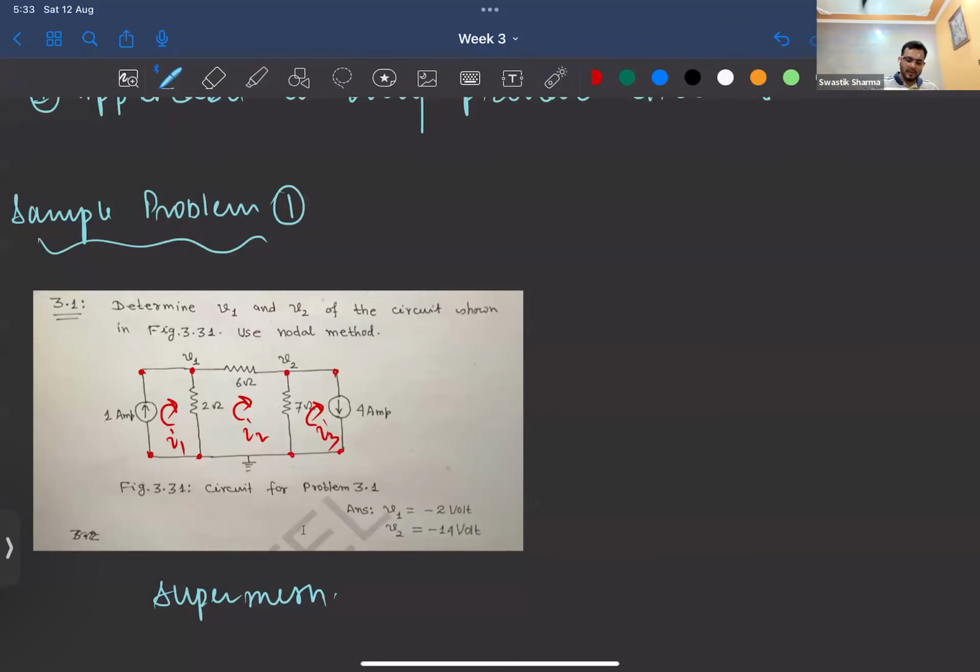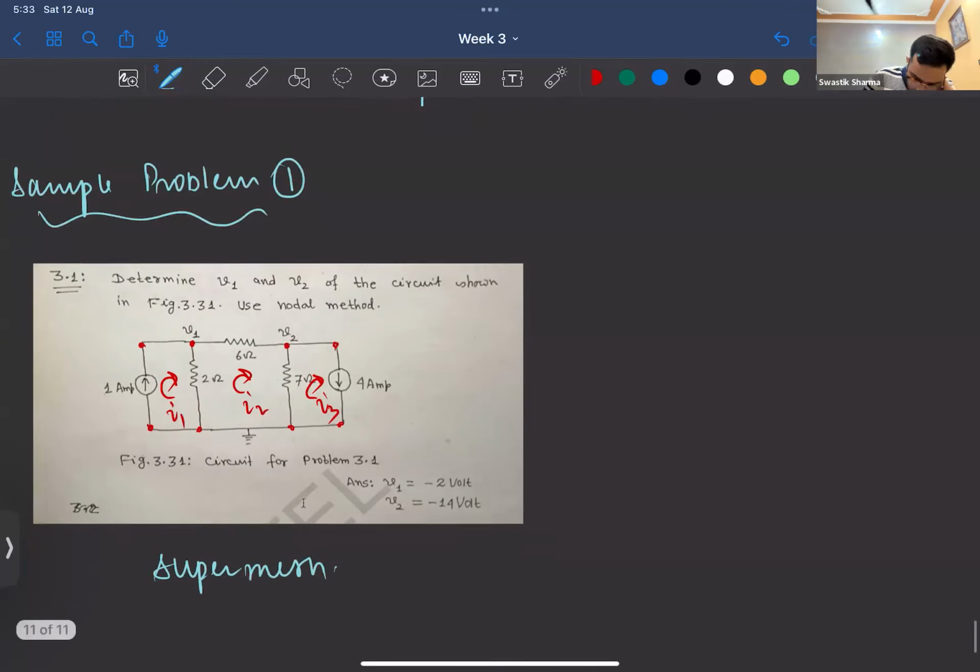A super node we had between two different nodes, where a voltage source was connected in between. So it rendered that as a super node. We took all of those currents entering that node. The super node was considered a single node, and we equated all the currents entering that node to the currents coming out of it. That is, we applied KCL and KVL simultaneously and got the results.